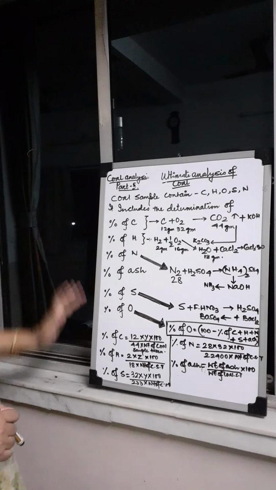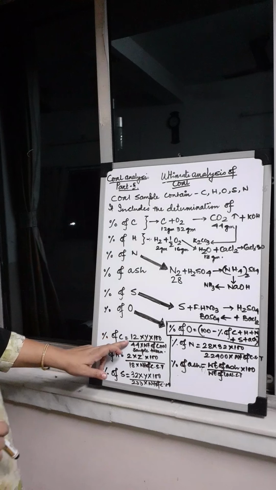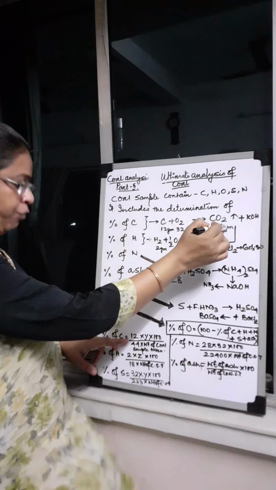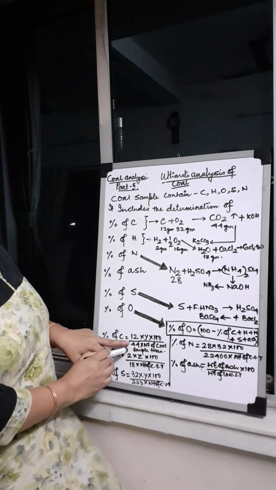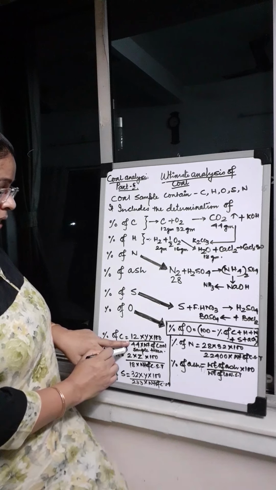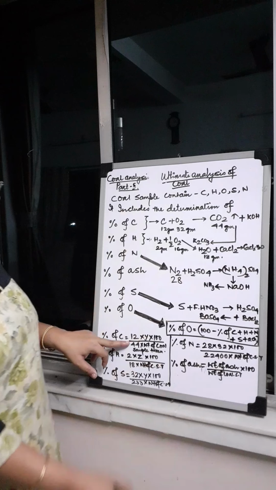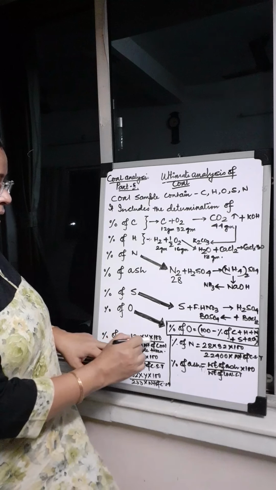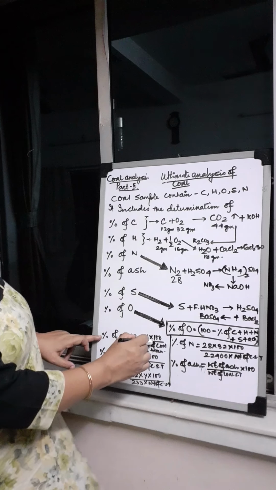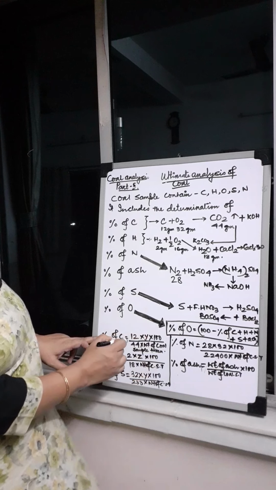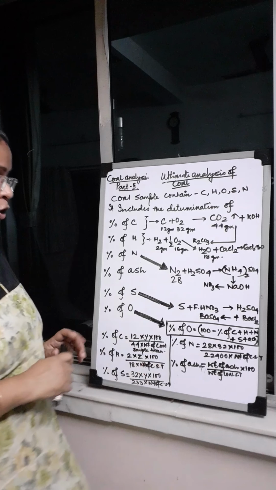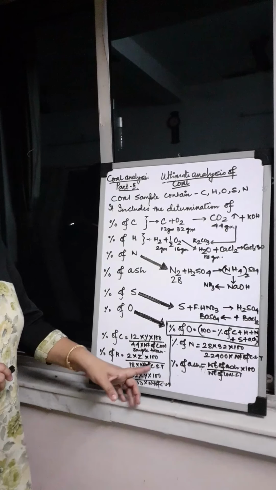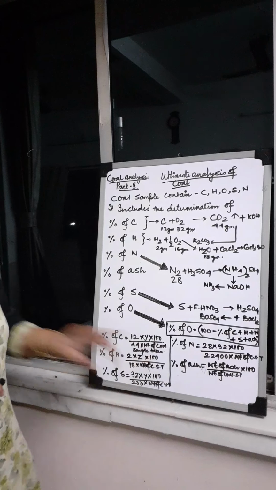Now what is the formula? Percentage of carbon is determined as follows: 12 gram carbon is present in 44 gram of carbon dioxide. So by the unitary method, if y gram is produced, then percentage of carbon equals 12 into y into 100, because we have to find the percentage, divided by 44 into weight of coal sample taken. Here, in short form, I have written CST, coal sample taken.